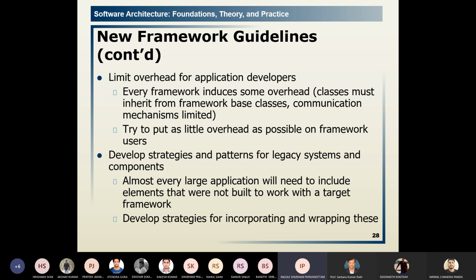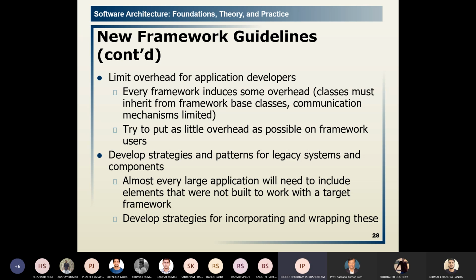The next is limit overhead for application developers. Every framework induces some overhead. Classes must inherit from framework base classes, and communication mechanisms are limited. Every framework has some style we have to follow; we can call it overhead. Some examples are given here, such as classes must inherit from framework base classes, and communication mechanisms limited. All these are overheads. Try to put as little overhead as possible on framework users. So we have to keep in mind that we have to limit the overhead for application developers.